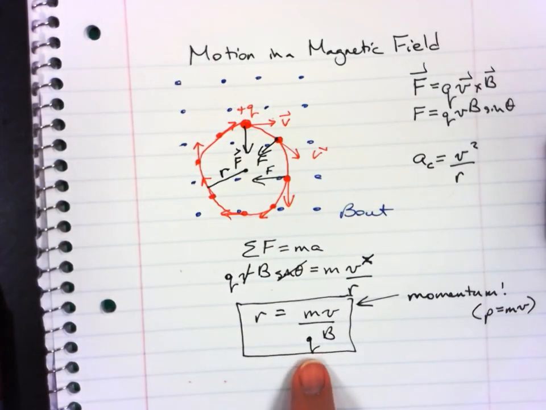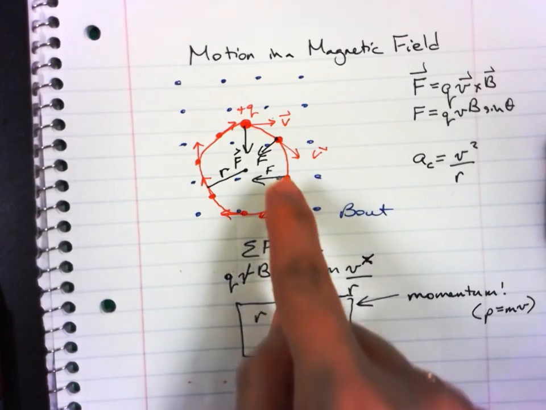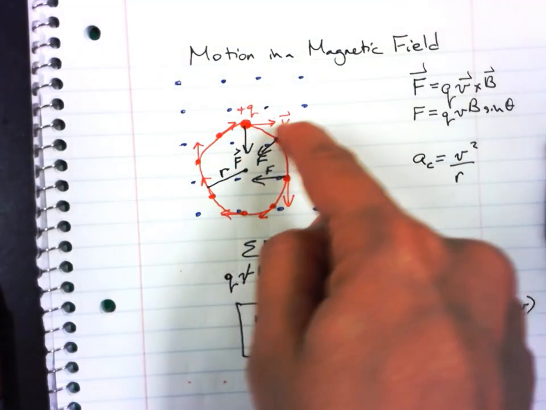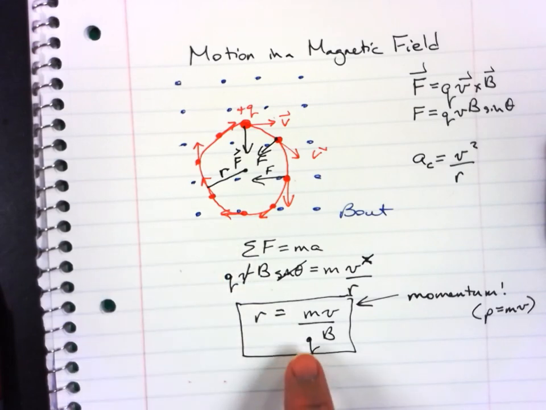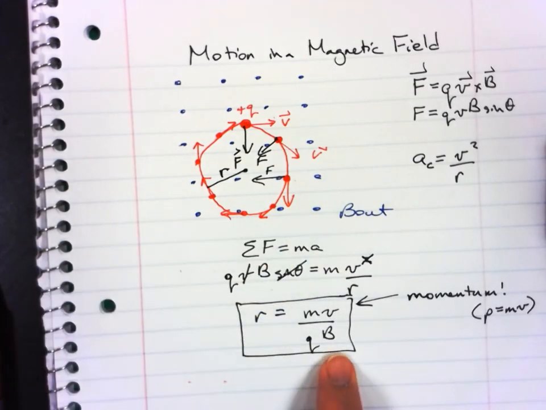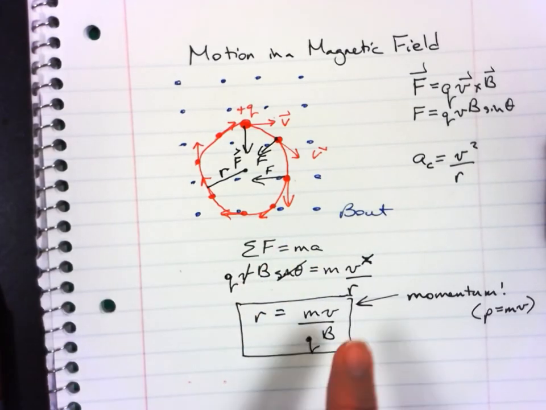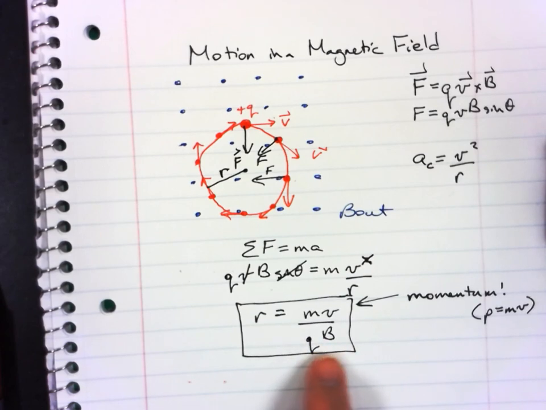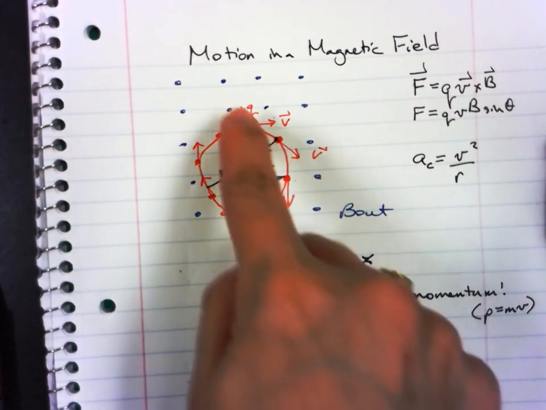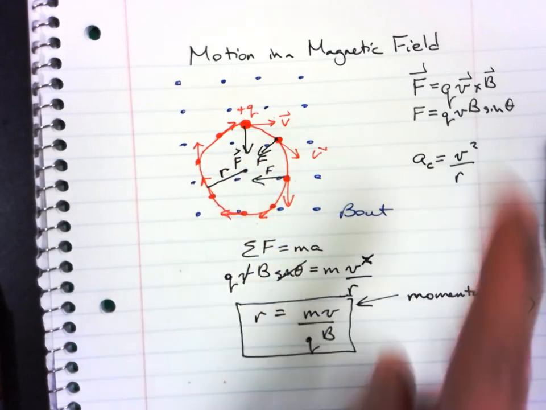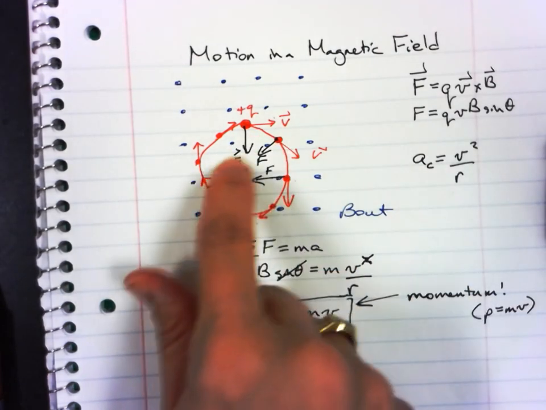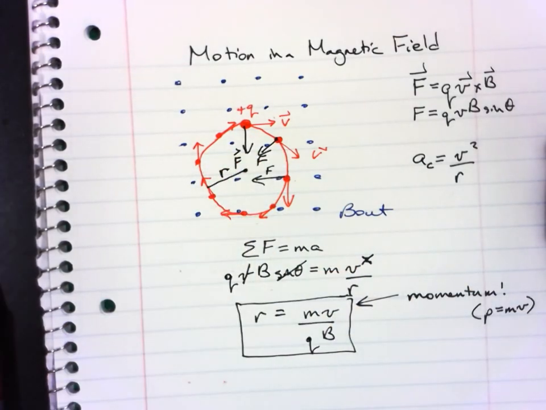And then the denominator is q and B. The bigger the charge, the more it couples with the magnetic field, the more force it feels. So the bigger this force, the faster it's going to change direction. So the charge and field together make the force. And so the bigger the charge or magnetic field, the smaller the circle. This has some really, really, really useful results.